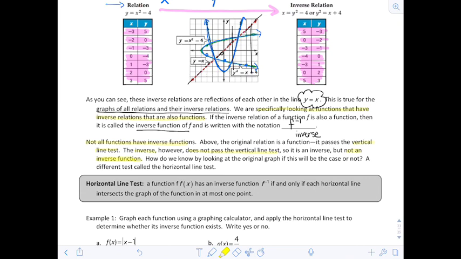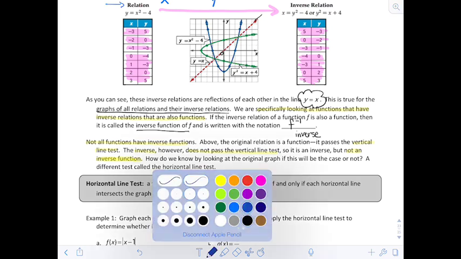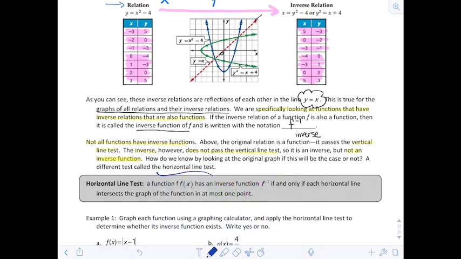Now, if you don't want to have to graph the inverse to know whether or not it's a function, we're going to look at the original graph. So if we look at the original graph, and I'm going to erase all the things that I've put on there so we can just look at the clean original, how can I know whether or not the inverse will be a function? We have a different test, and you probably remember it from Algebra 2, the horizontal line test. The horizontal line test tells us about the inverse.